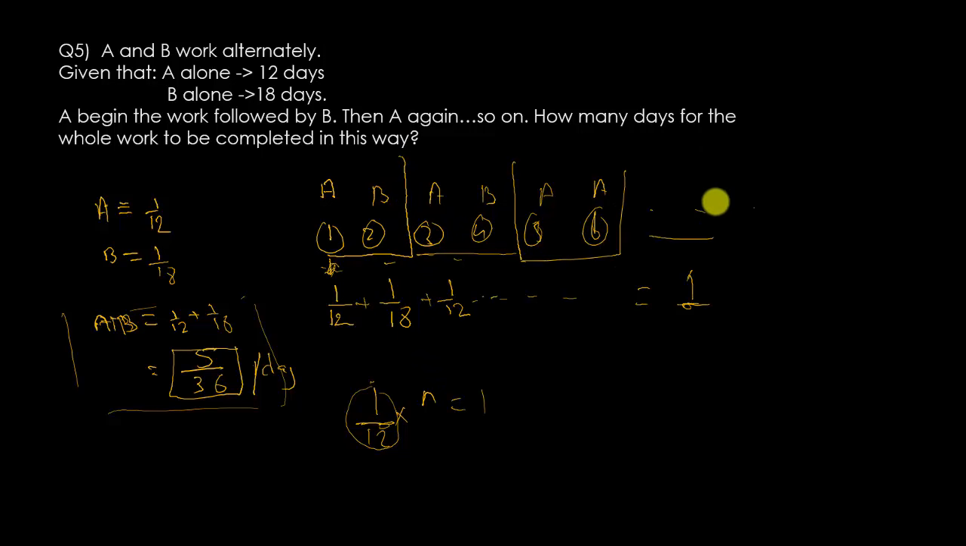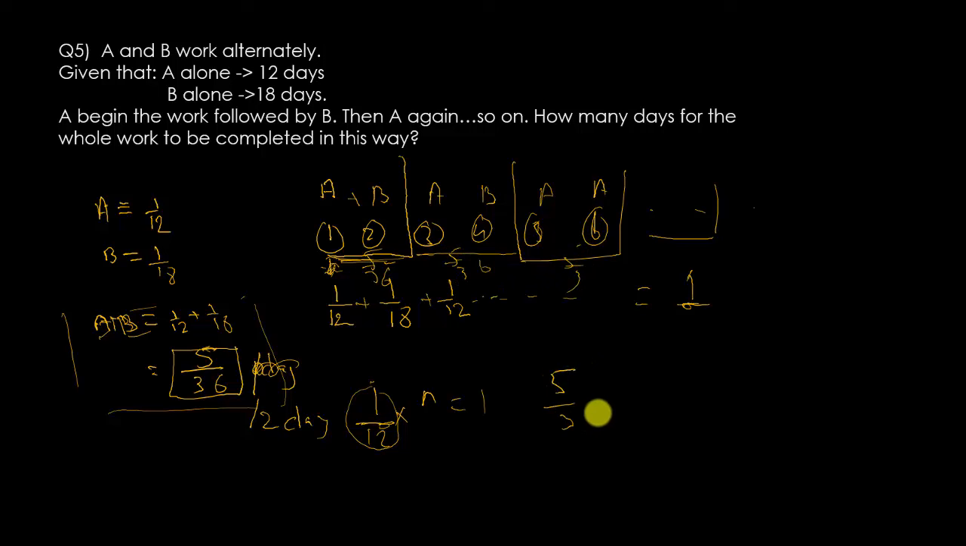every 2 days the work which is being done is the same, right? Every 2 days the work amounts to A plus B's contribution. And what is A plus B's contribution when A contributes and B contributes? It is 5 by 36, not per day, it is per 2 days. So every 2 days, 5 by 36 of the work is being done. 5 by 36, 5 by 36.